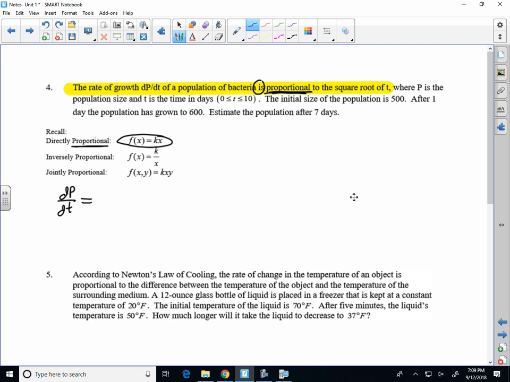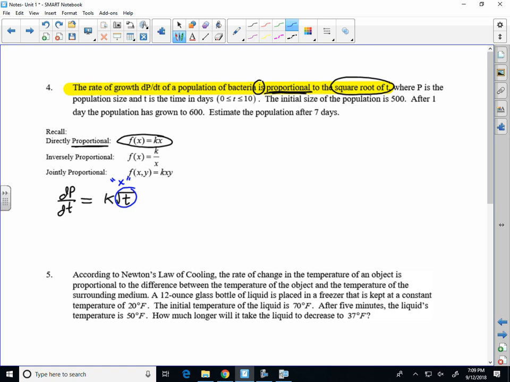All right, x could vary. It could be a function. It could be just x. But in this case, that x value is going to be the square root of t. So we're looking at k times the square root of t. So this takes on the role of x, the x value, in our directly proportional set.